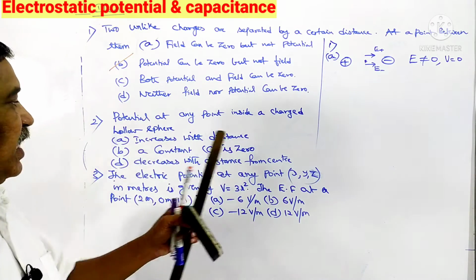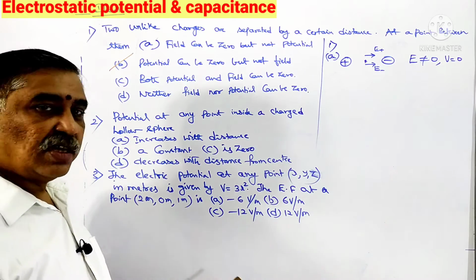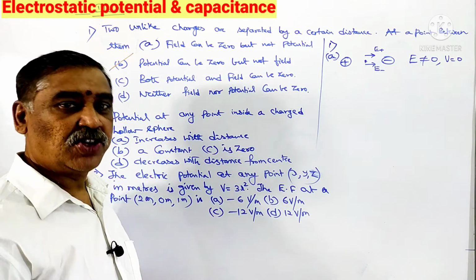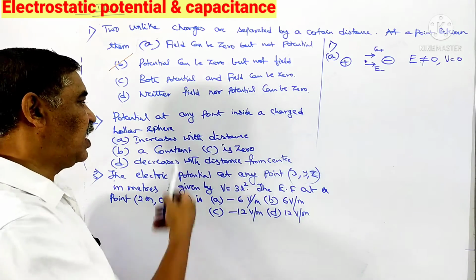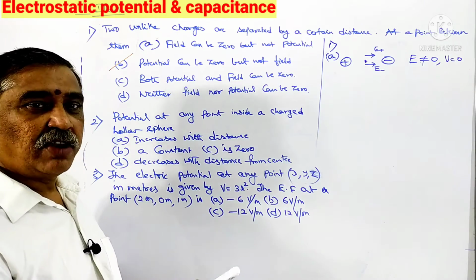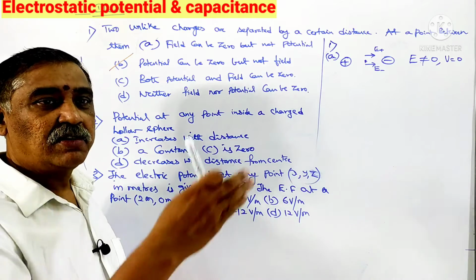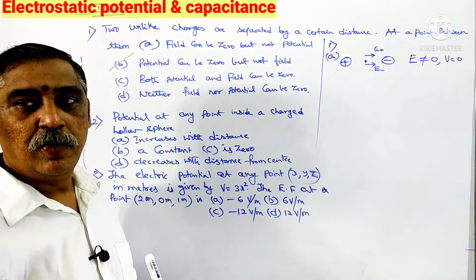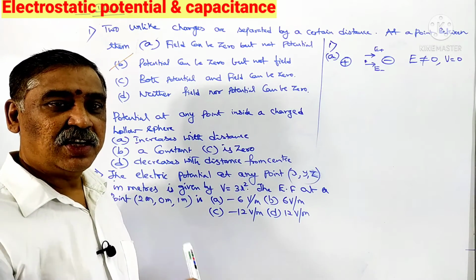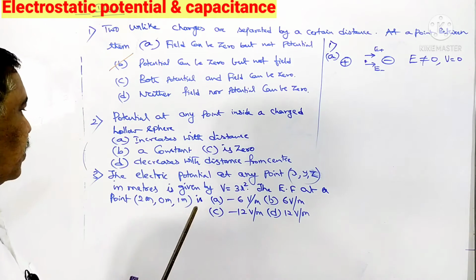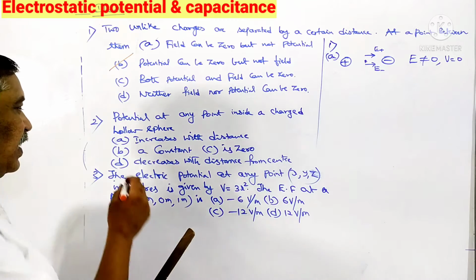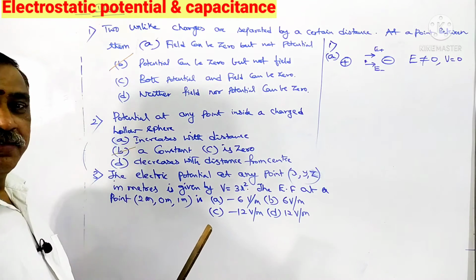The potential at any point inside a charged hollow sphere: as I discussed, potential on the surface is equal to potential at any point inside. It is a charged sphere, there is some potential on the surface. The same potential will be there right from the center to the surface. It is a constant value. Potential inside a charged hollow sphere is a constant. So therefore, option B is the answer for this question.